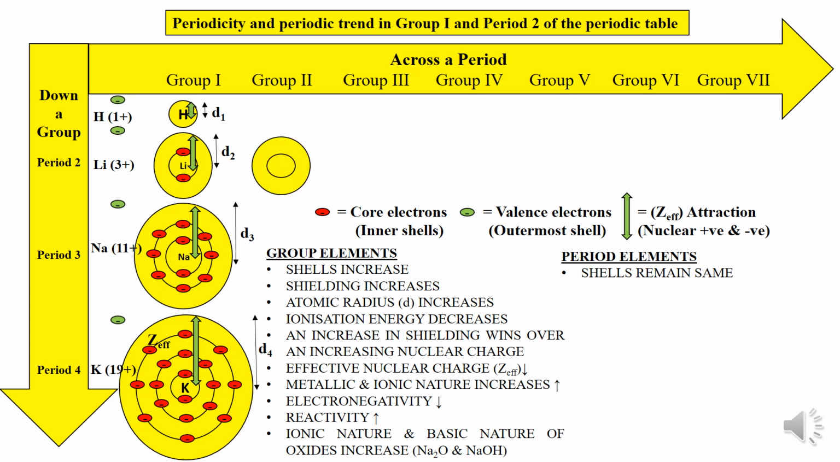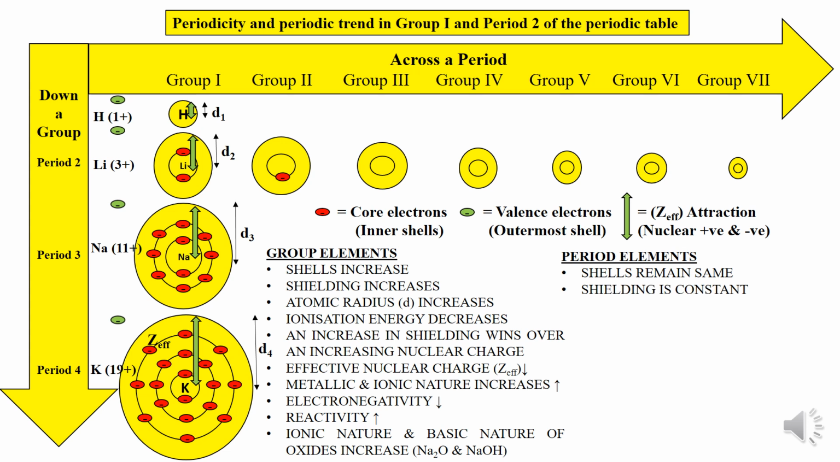So as you go down the group, increase in shielding wins over increasing nuclear charge. Though there is an increase in the nuclear charge as you go down group 1, you find that the shielding dominates over the increasing nuclear charge. And the effective nuclear charge, which is the electrostatic force of attraction between the nuclear protons and the outermost valence electrons, also decreases due to the increase in distance.